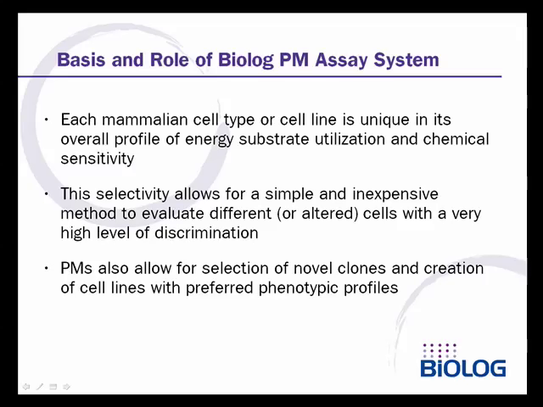Biolog's platforms are based on an important biological observation. Each cell type or cell line is unique in its overall profile of energy substrate utilization and chemical sensitivity. This selectivity allows Biolog's platforms to simply and inexpensively evaluate different or altered cells with a very high level of discrimination. This selectivity can also be readily applied to identifying appropriate clones, leading to the selection of cell lines with preferred phenotypic profiles.